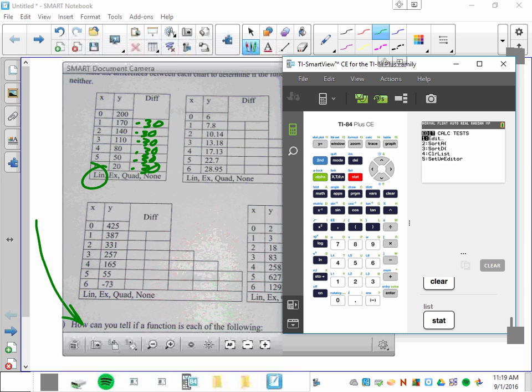So everybody push stat. In the stat menu, there are 3 columns. Edit is the button you use if you want to put information into the calculator. Calc is what you use if you want to figure out what one of the equations is. And tests is something that statisticians use. We're not going to worry about it. So push enter on edit.